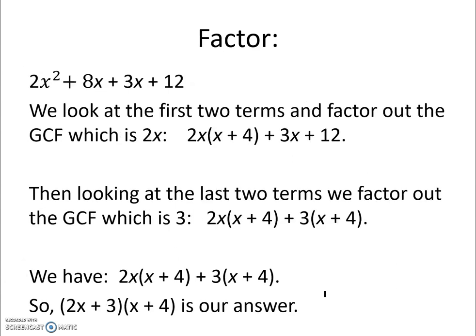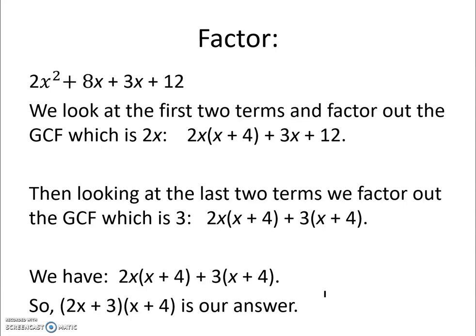Our second example is 2x squared plus 8x plus 3x plus 12. We look at the first two terms and factor out the greatest common factor, which is 2x. And we find that that's 2x times the quantity x plus 4. And we still have our plus 3x plus 12.